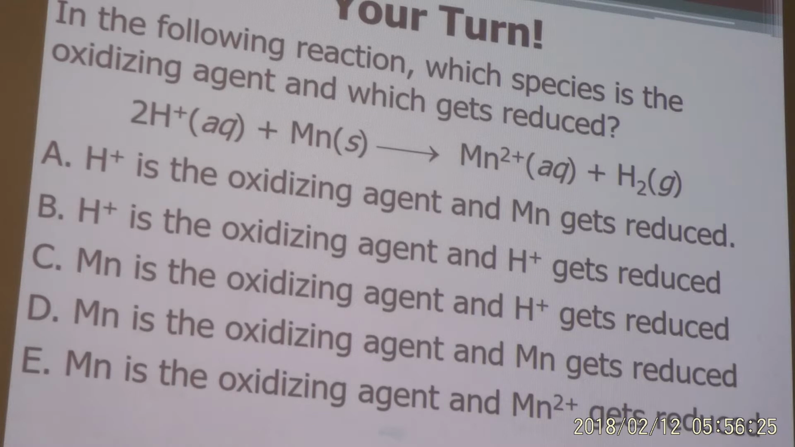Is that what you just decided? Yes? All right. Do you agree with that, or did I put that into your head? No, I agree with it. Okay, so manganese was oxidized.